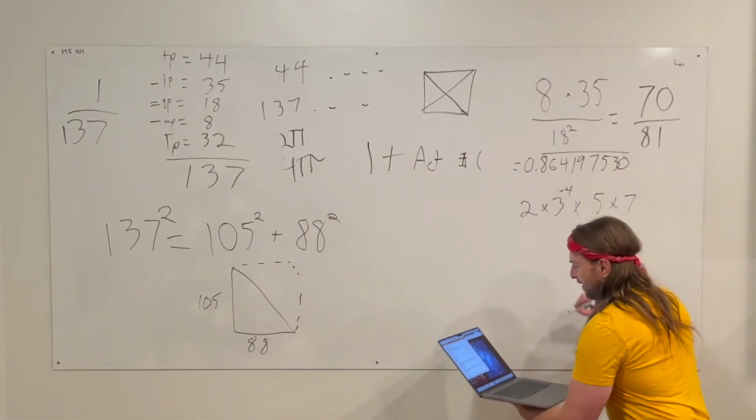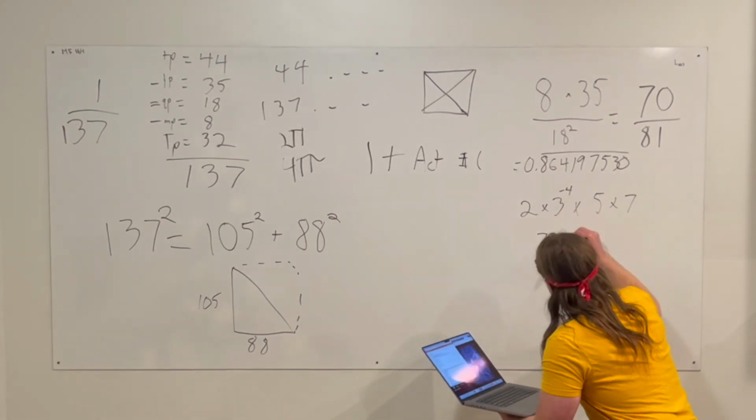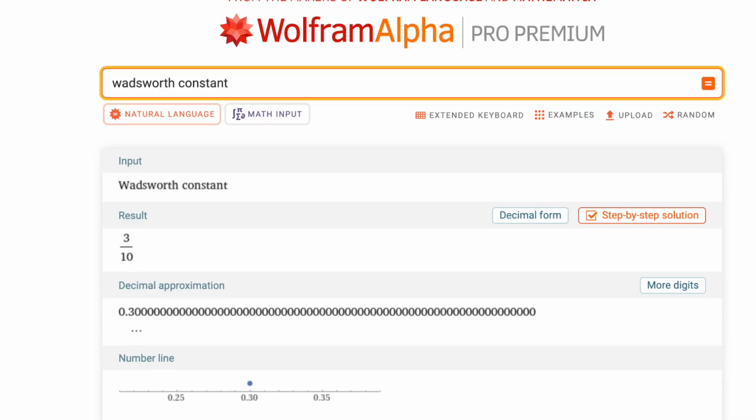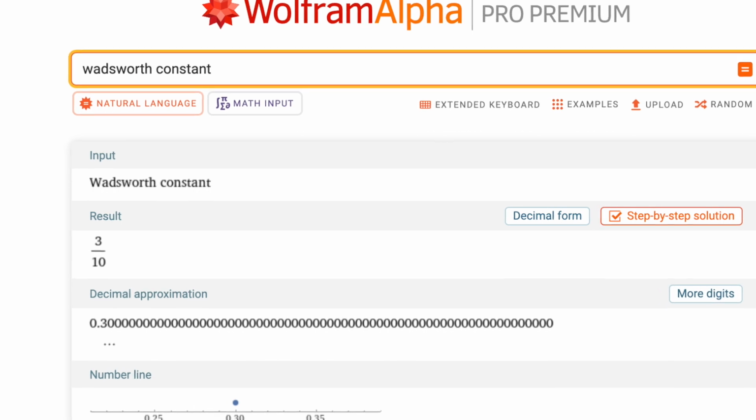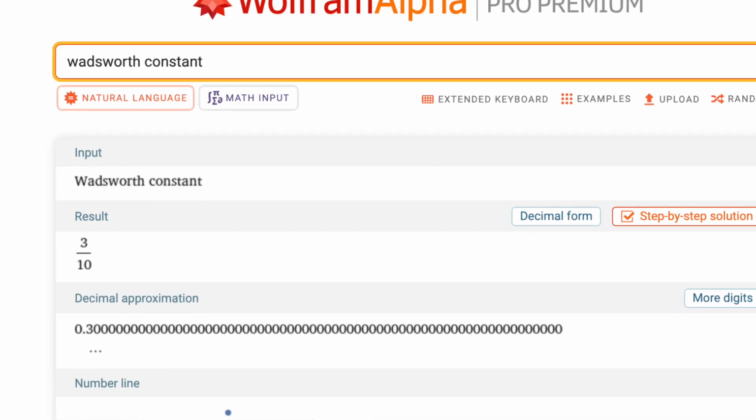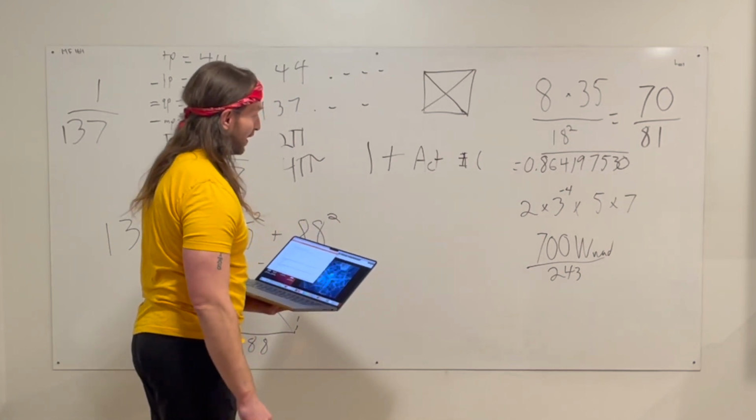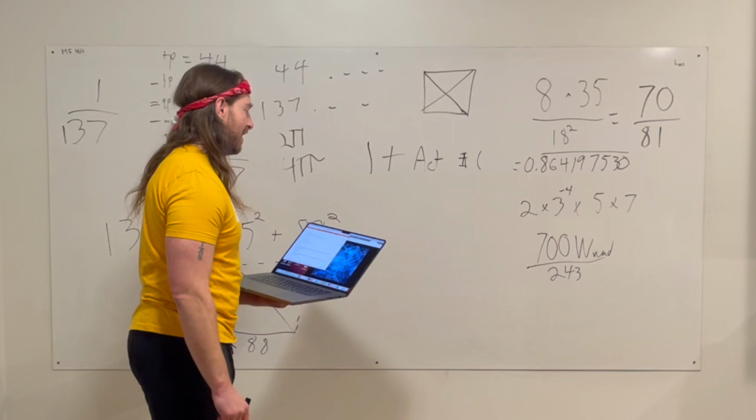We also get the next one that completely matches, which is 700 Wadsworth constants over 243. I don't know what that is. I see it all the time. It seems to pop up pretty much with integers and everything. Thad would know better than I would. I don't know what to make of that.